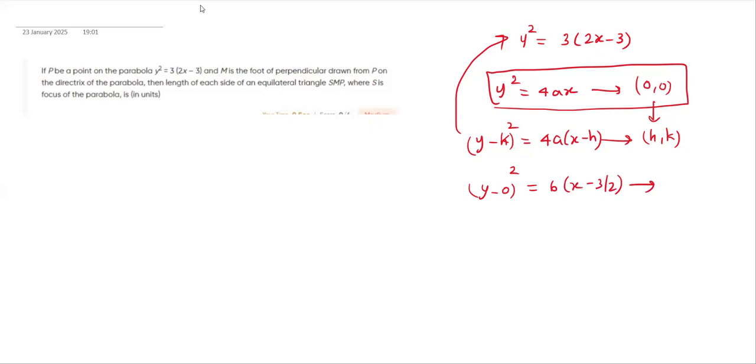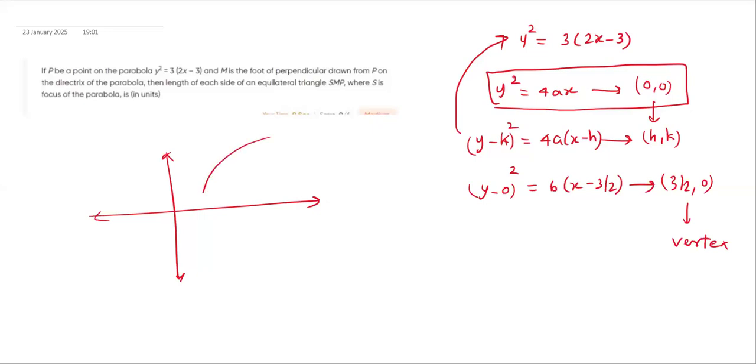By this you can understand what h is here. h is 3 by 2, and what is k here? 0. So this is the vertex of the parabola. Okay, we know the vertex. Now if you draw this parabola, the vertex is now at 3 by 2 comma 0.